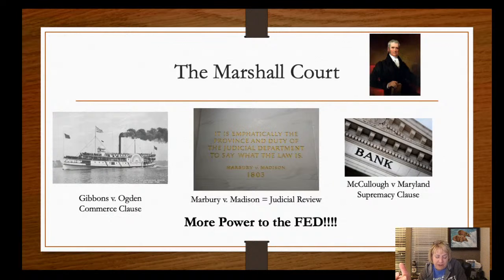Tatiana asked about Dartmouth College versus Woodward. Give me just a second here. I've got to review that one real quick. It has to do with contracts. I know that. All right, hang on.